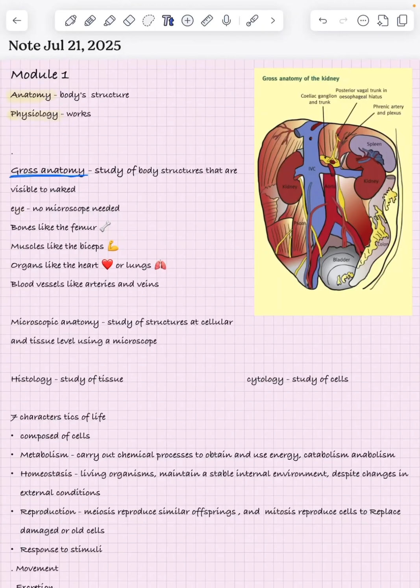From Biology 120, we all remember the 7 characteristics of life. First, all living organisms are composed of cells. Second is that all living organisms metabolize. It's a chemical process to obtain and use energy. We have 2 processes, catabolism and anabolism. Cats break things down. This is a cool trick to remember it.